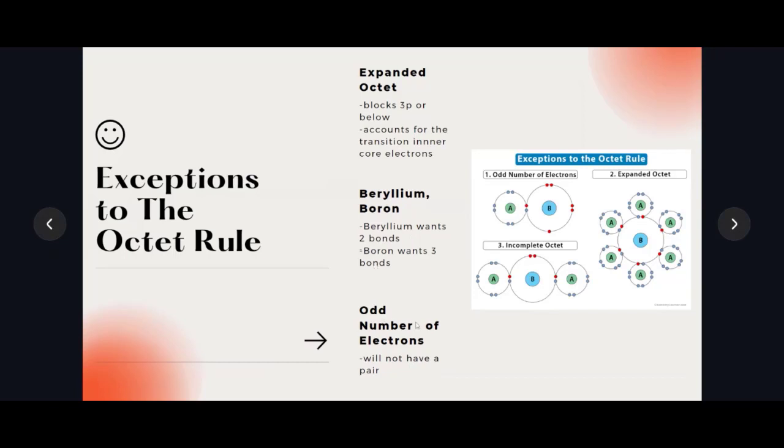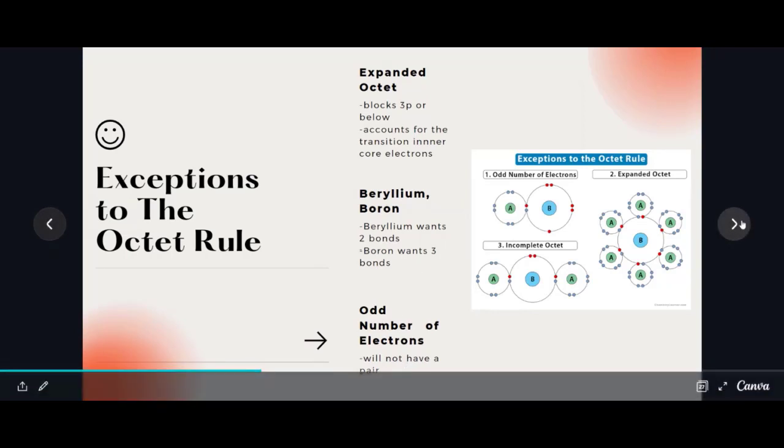And next you have the odd number of electrons. This is rare, but you find these in radicals, and they will not have a pair.